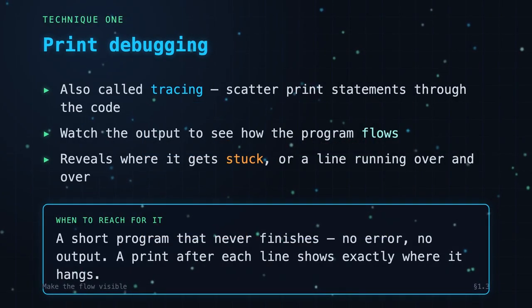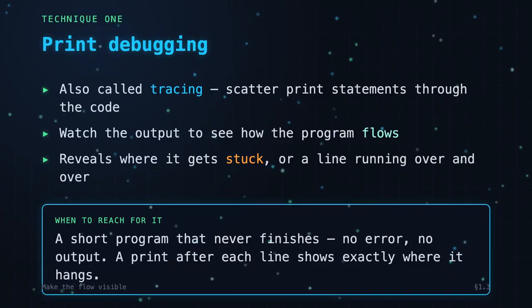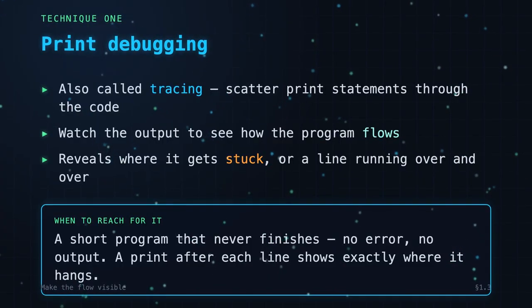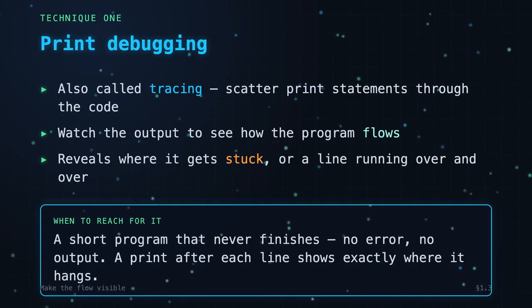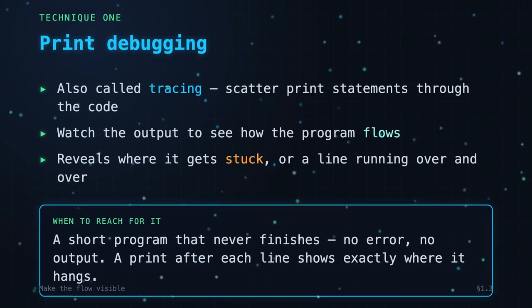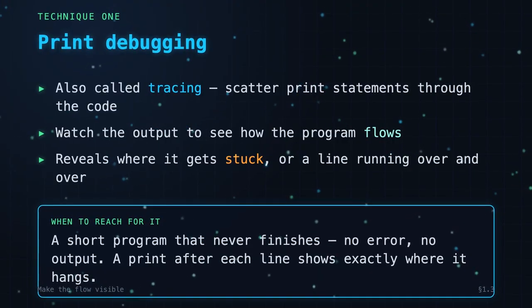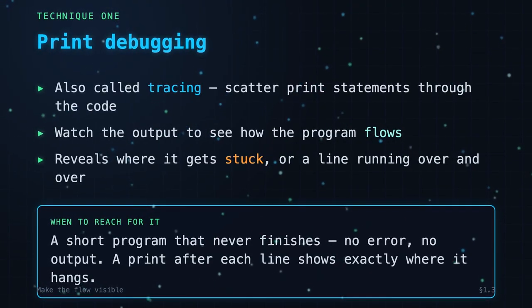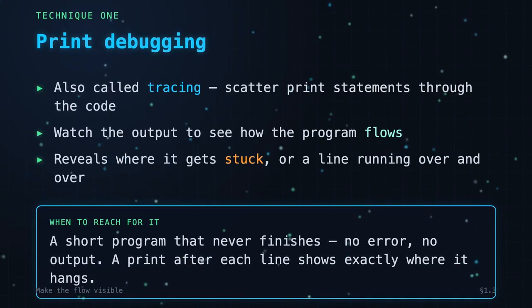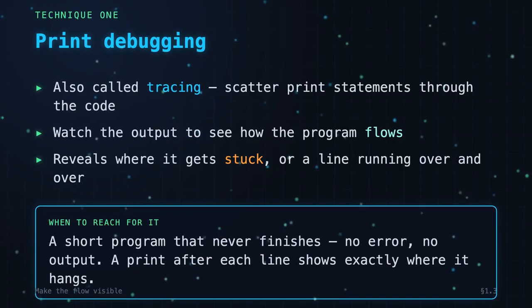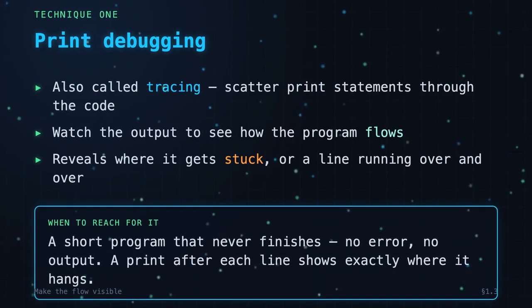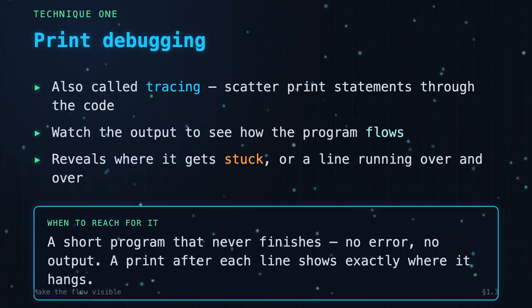The first and simplest technique is print debugging, sometimes called tracing. You scatter print statements through your code to watch how it flows. Imagine a short program that never seems to finish. It just runs and runs with no output, no error. Add a print after each line, and you can see exactly where it gets stuck, or which line is running over and over. The flow becomes visible.